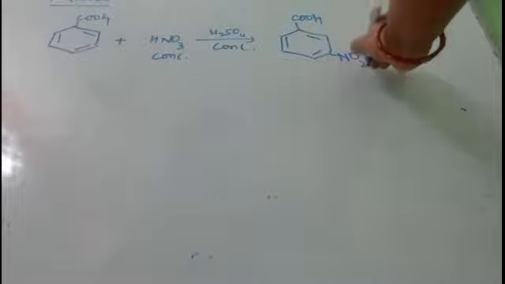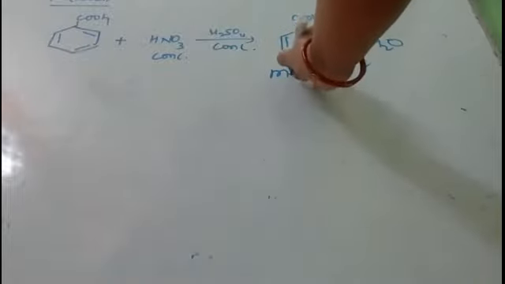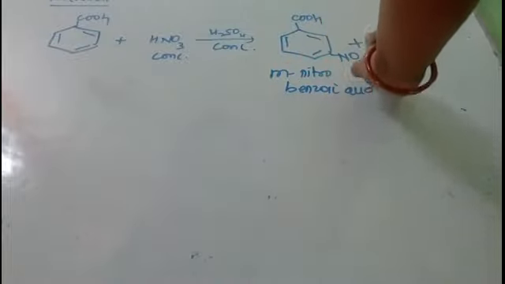So we will do nitration. Nitration is done in the presence of nitrating mixture, that is concentrated nitric acid and concentrated sulfuric acid. Okay, so you will get here meta-nitrobenzoic acid. Meta-nitrobenzoic acid will be formed.